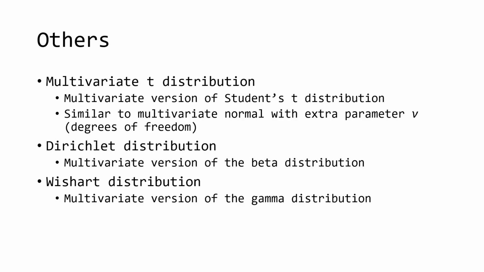We went into a lot of depth about the multivariate normal because it's the most common and easy to use. The other three we mentioned before are the Multivariate T, which is a multivariate extension of Student's T distribution, the Dirichlet distribution, which is an extension of the beta distribution, and the Wishart distribution, which extends the gamma distribution. These aren't really commonly used except in Bayesian statistics.